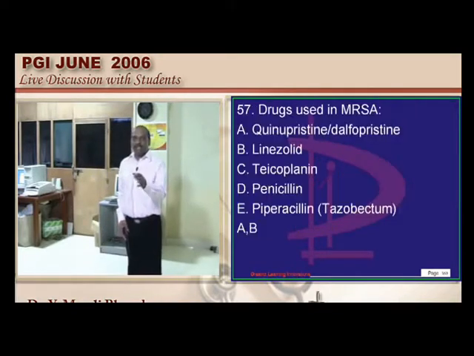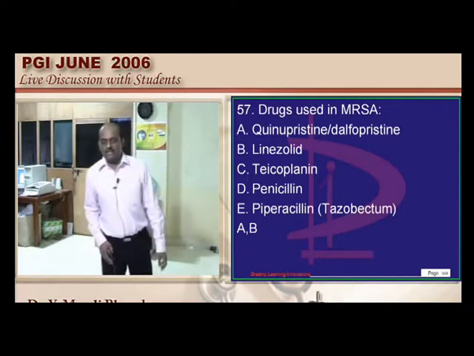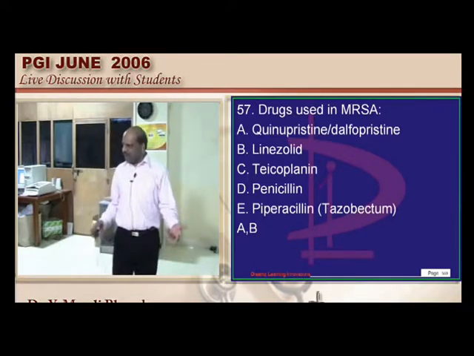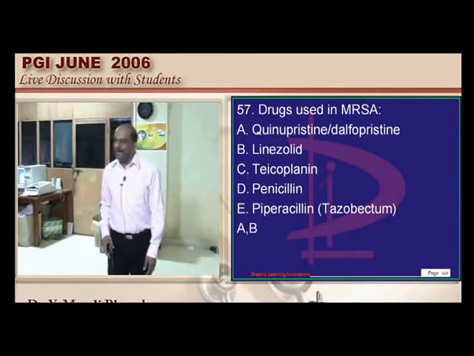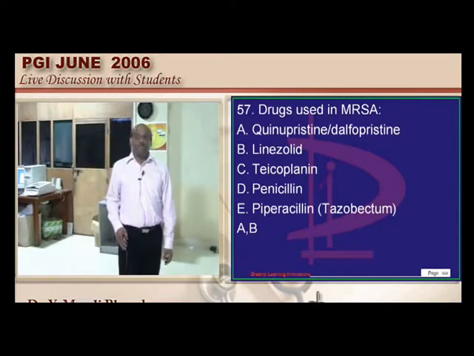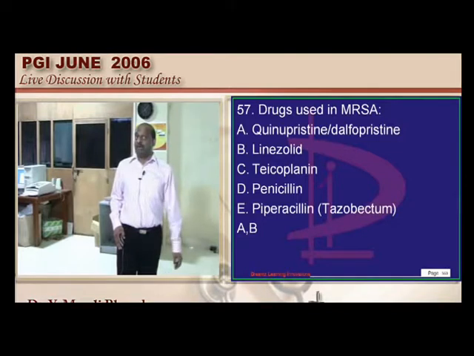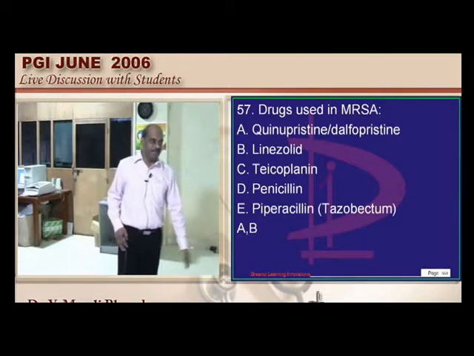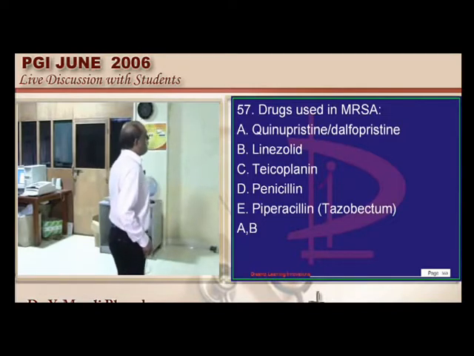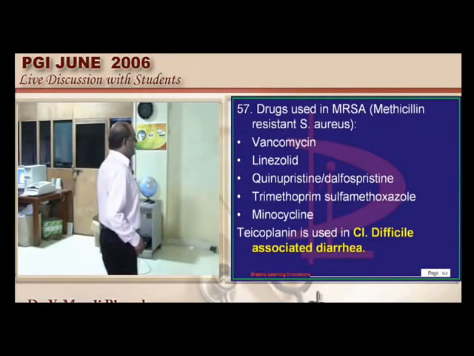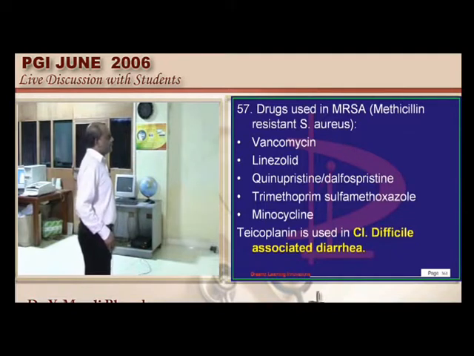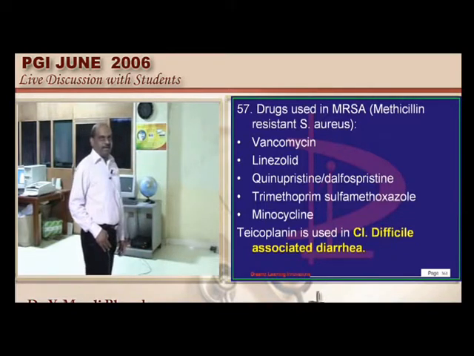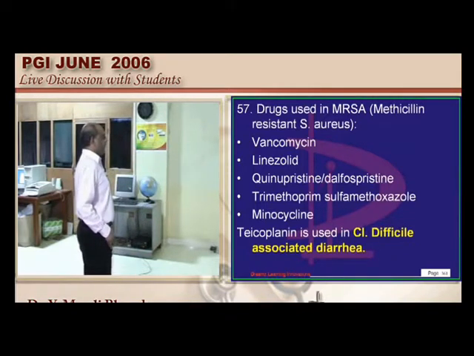Now, methicillin resistant Staphylococcus aureus, is it a very important strain? Definitely, it is a nightmare for an intensive care physician. Which drugs will you use if your microbiologist suddenly declares a war on your intensive care unit by saying that there is a lot of MRSA on every bed? Then what will you do? Vancomycin, linezolid, quinupristin and dalfopristin combination, trimethoprim-sulfamethoxazole and minocycline, all of them can very much be used.